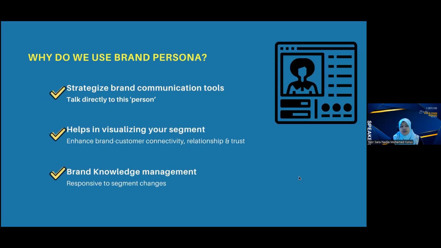The second reason why we use brand persona, because it helps in visualizing our segment. When we are able to visualize who is our segment, indirectly we are able to develop a very good relationship between the company's brand and also the customer. So it shows that a very good connectivity and trust can be developed between the brand and the customer. Sebab tu brand persona is very important. And the last one, having brand persona basically enables the company. Ni on the company side, it helps us in managing brand knowledge.